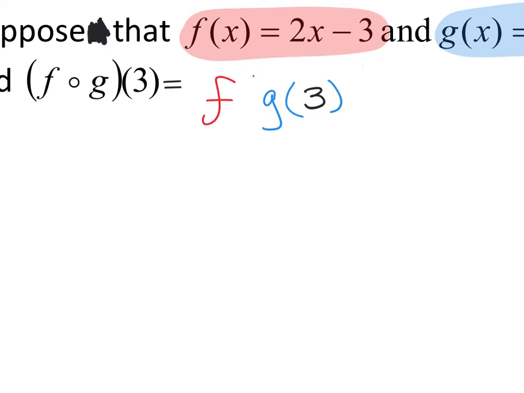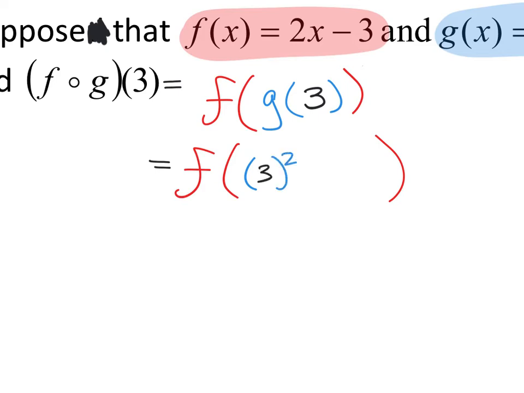So we are going to attack the inside first. That means we're going to leave this f of x there for a second. And we're going to plug a 3 into the g of x function. Okay, so here I am plugging it in. This is 3 squared plus 2. Right, because g of x was x squared plus 2. The x is going to be 3, so now it's 3 squared plus 2. Well, what is 3 squared plus 2? 11. 3 squared is 9. 9 plus 2 is 11. So now I have f of 11.